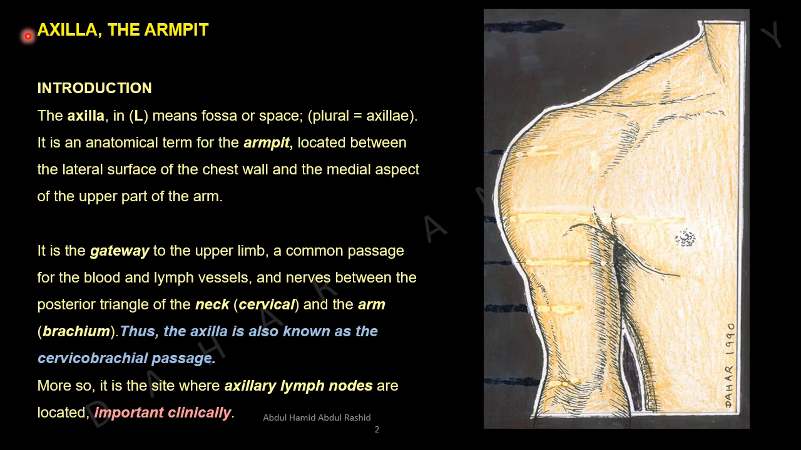Axilla, the armpit. Look at the diagram. This is the anterior view of right half of the neck, right half of the chest, right shoulder and right arm.